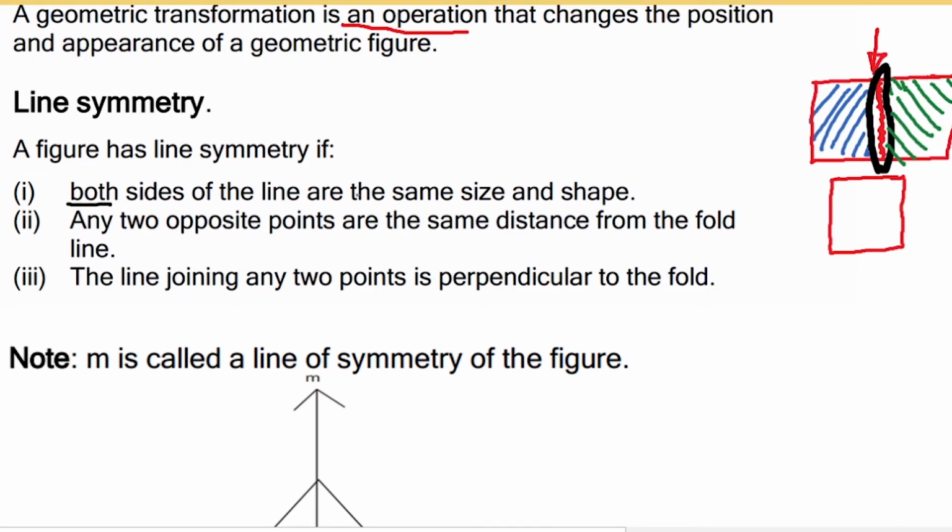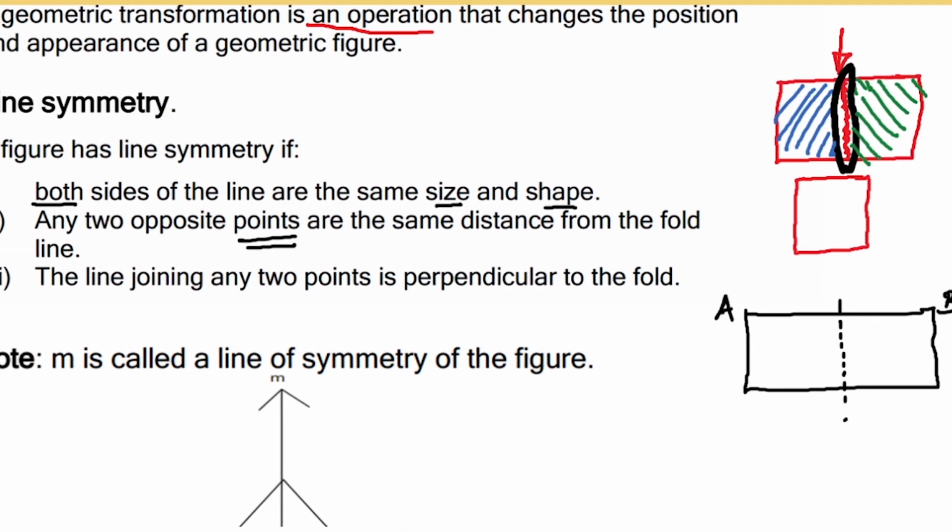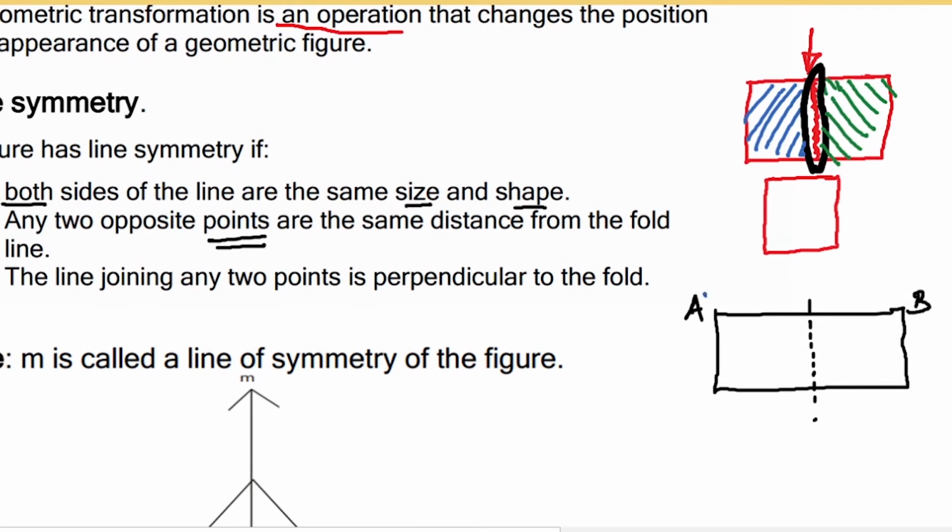If both sides of the line are the same size and shape, then any two opposite points are the same distance from the fold line. For example, if this is a book, let me draw it here again. If this is the book, and this is our line of symmetry, and this is point A, and that is point B, what they mean is that any two points are the same distance from the fold line. So the distance here is the same as the distance there.